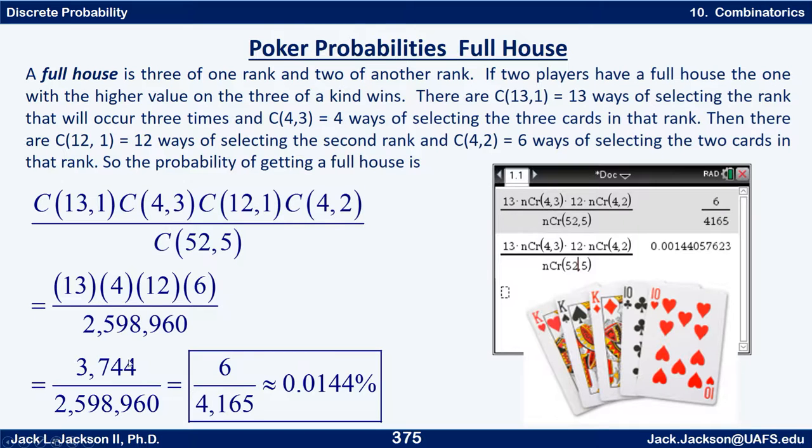And here it is as a probability. Reduces to 6 over 4,165, or about 0.0144%. And again, here's an example of what we call kings over tens.